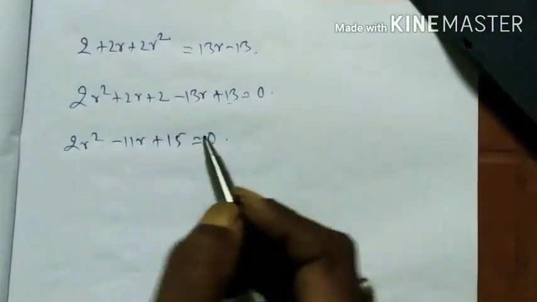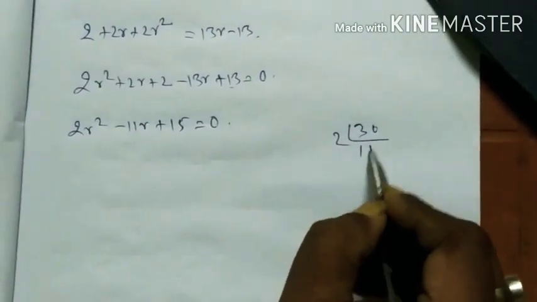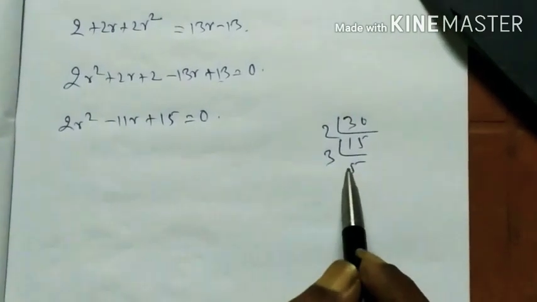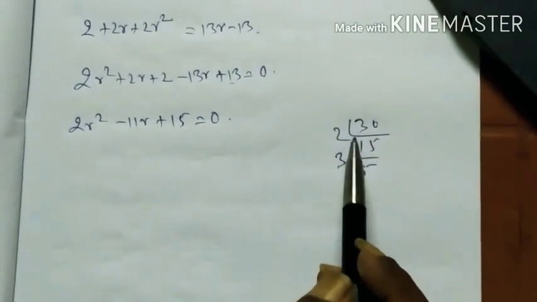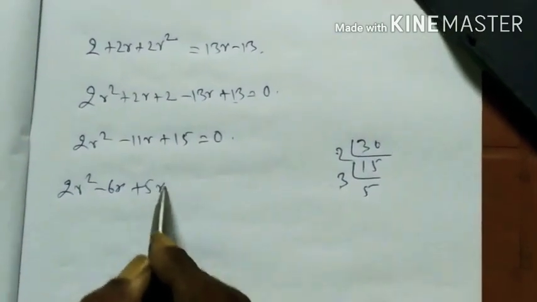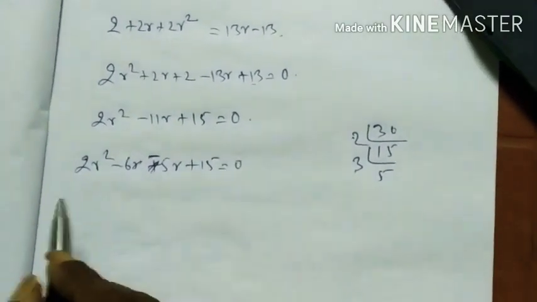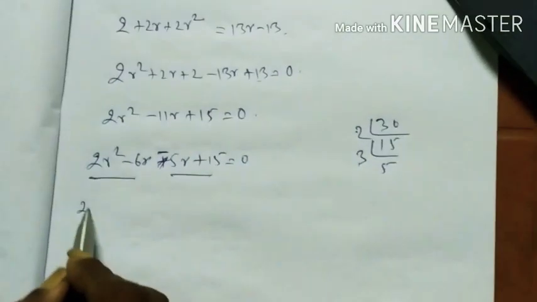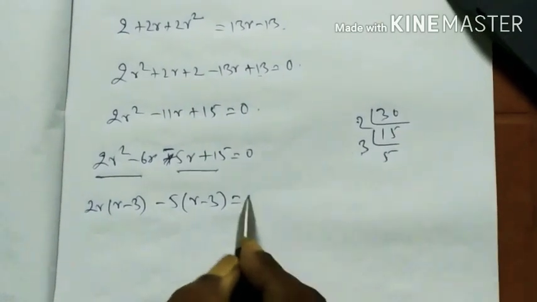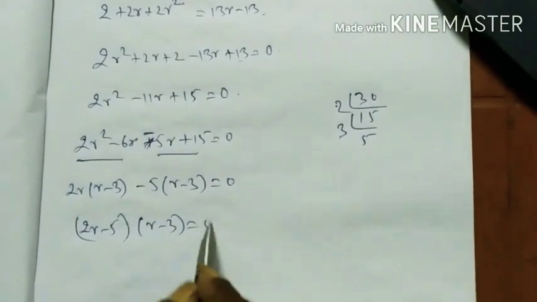I am going to do splitting the middle term. 2, 5, 15 is 30. So 2, 15, 3, 5. Now 5, 3 is 15. 2R square minus 6R plus 5R minus 5R plus 15 equal to 0. This 2R common, R minus 3, minus 5 common, R minus 3 equal to 0. 2R minus 5, R minus 3 equal to 0.